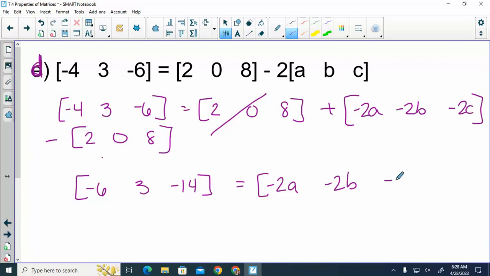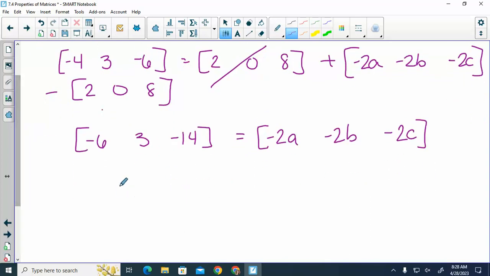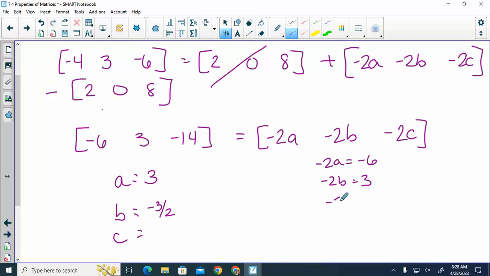So we're really just finding this matrix, but I have variables for each entry. So we need A, B, and C. How do we get A? Divide by negative 2. We know negative 2a equals negative 6, so that means A is 3. For B, we have negative 2b equals 3, so B is negative 3/2. And for C, we have negative 2c equals negative 14, so we get positive 7.